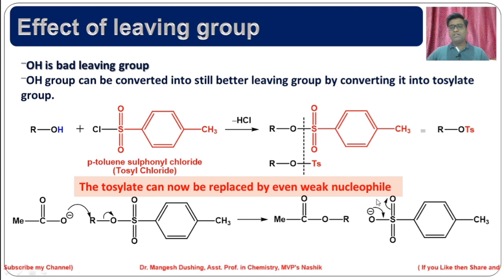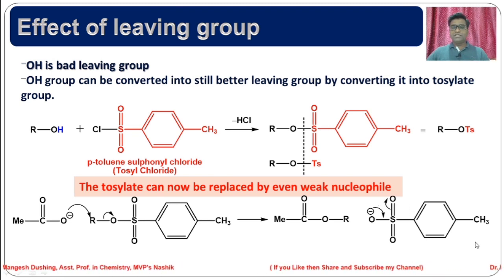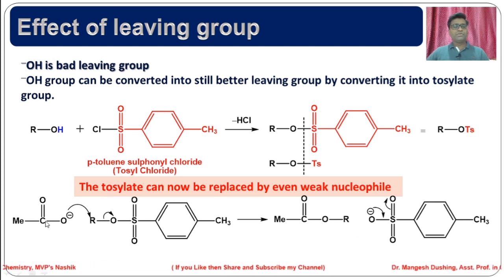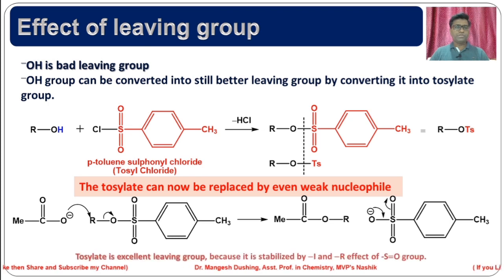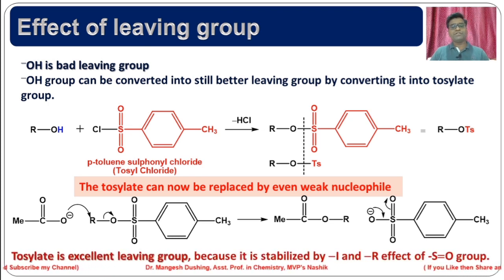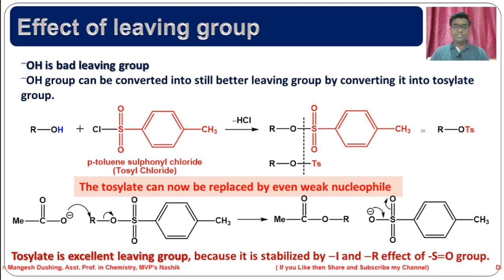This is called a leaving group. This leaving group is very well stabilized by the minus R effect of two S=O bonds. That makes this leaving group very stable, and it won't react back to give the starting material. That's why tosylate is a strong leaving group. Tosylate is an excellent leaving group because it is stabilized by the minus I and minus R effect of the sulfoxide group.